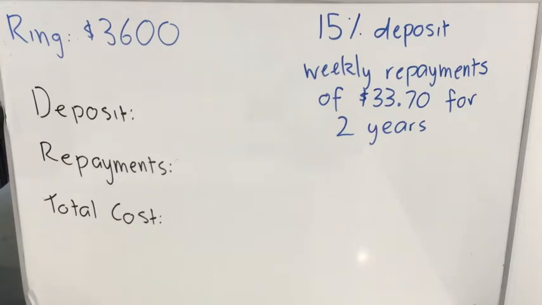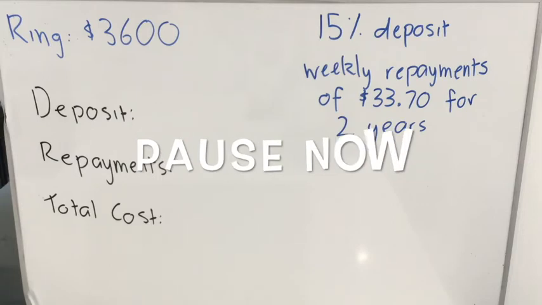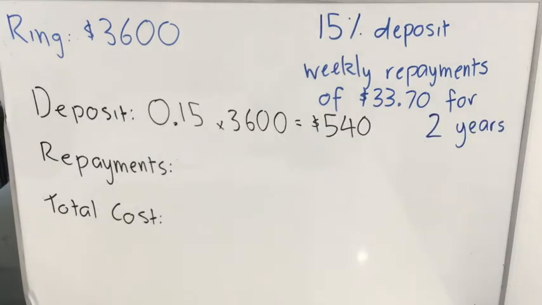Let's start with the deposit. To work out the deposit, turn that percentage into a decimal and times it by the cost of the ring. That will tell you what your deposit is. Do that now. Your deposit, meaning the amount you pay the shop today, is $540. So that means you go home today with the ring in your hand and you've only paid $540.